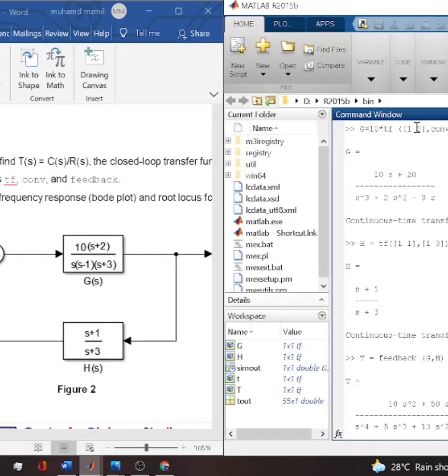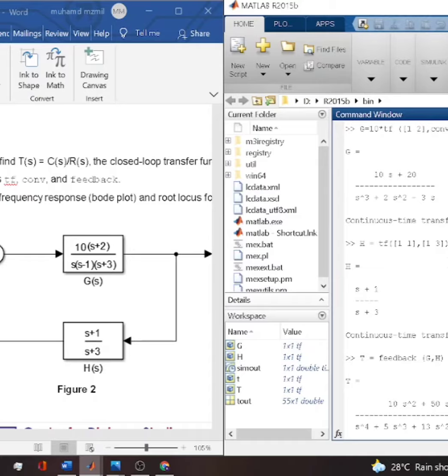G equal to s plus 2 over s multiplied by s minus 1 and times s plus 3. And we get those equations. This is the final answer because the numerator will be multiplied by tens, and the denominator will be expanded.